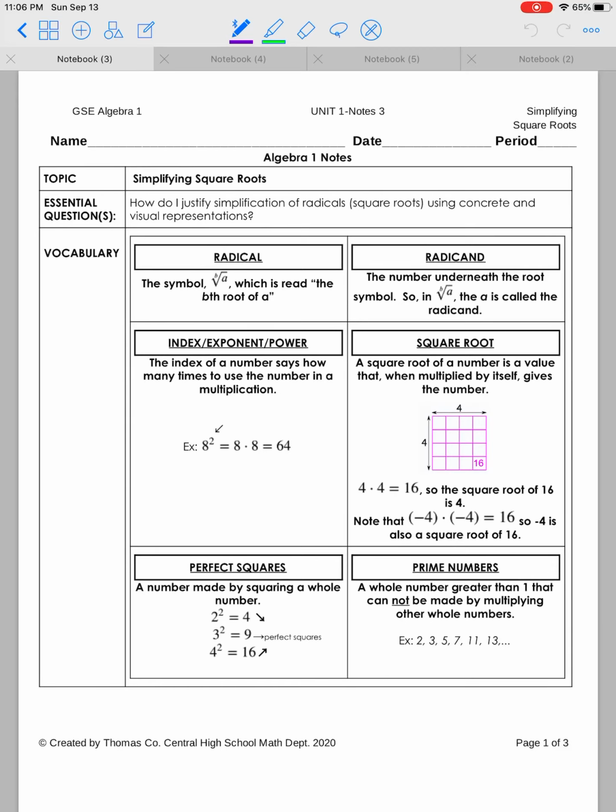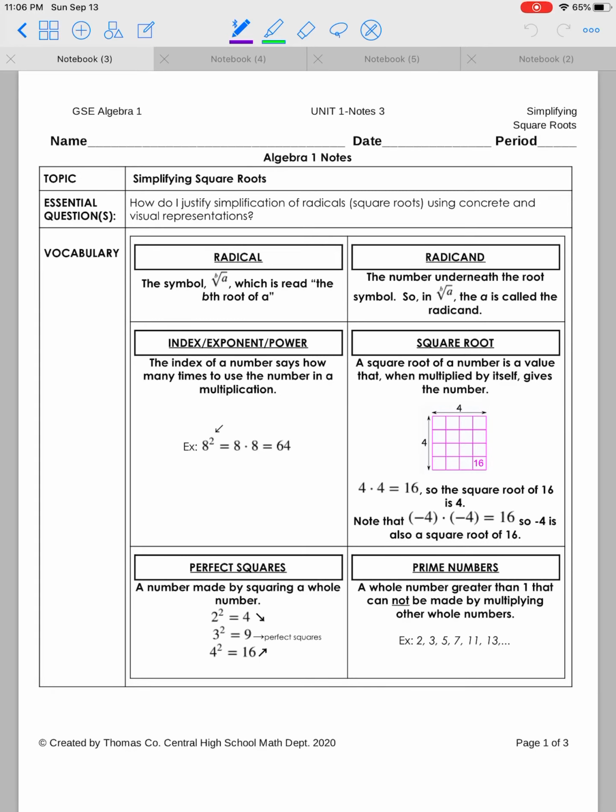We should know what an exponent or a power or an index is. That's that small little number above a number that shows how many times we multiply it. So here in this example, 8 squared, that power or exponent of 2 tells me to multiply 8 by itself 2 times. 8 times 8 gives me 64.